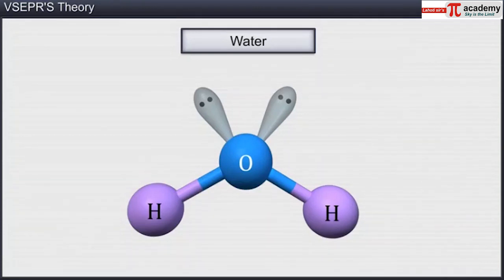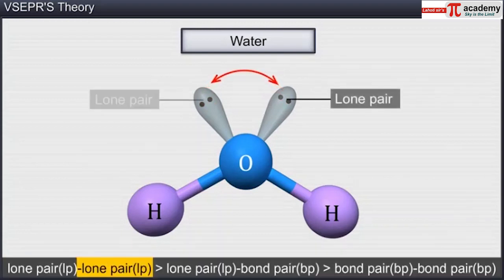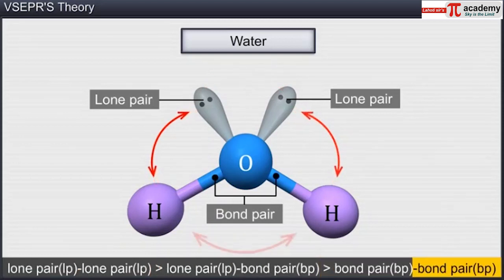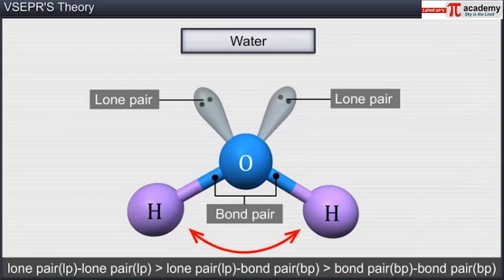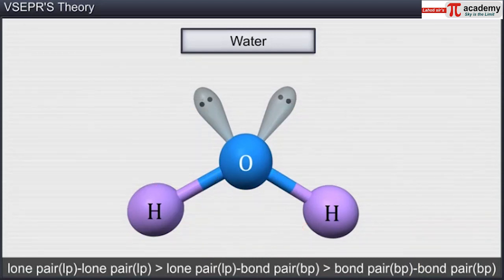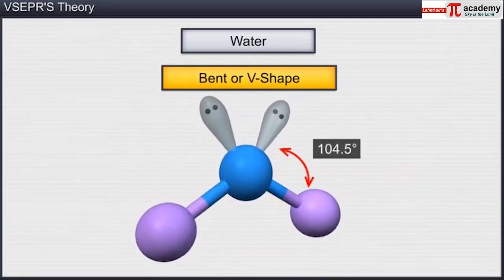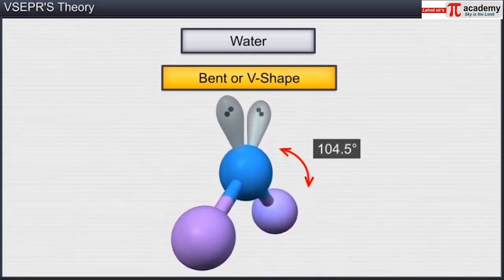In a water molecule, the central oxygen atom has 2 bonded pairs of electrons and 2 lone pairs of electrons. We have seen that repulsion between lone pair and lone pair, and lone pair and bond pair is more than between bond pairs. Thus, the 2 lone pairs on central oxygen atom make the molecule distort from its regular geometry to bent or V-shape, making a bond angle of 104.5 degrees.